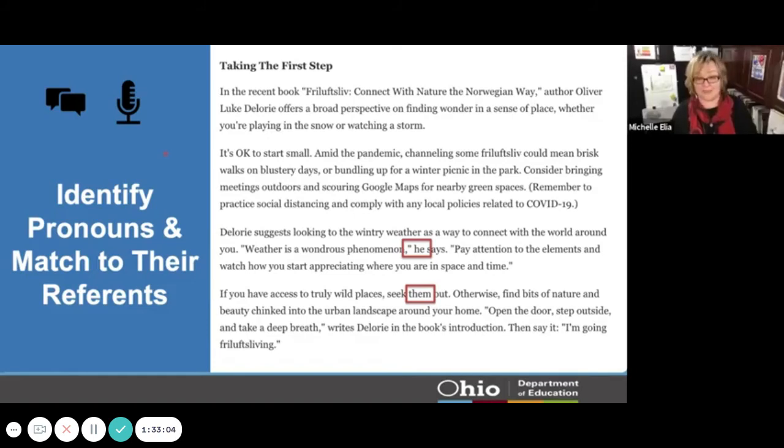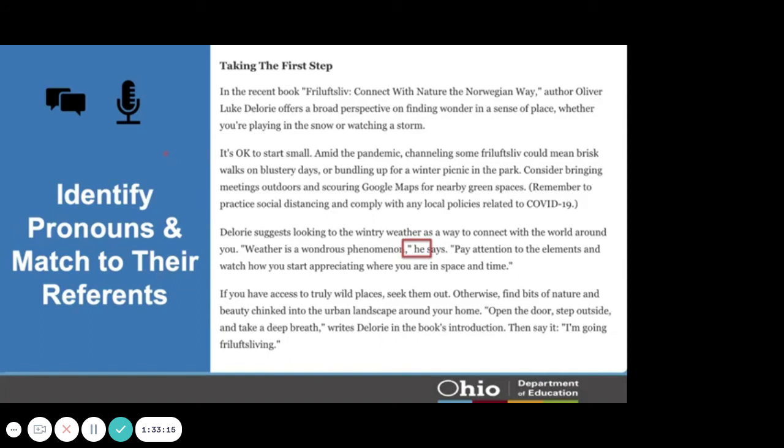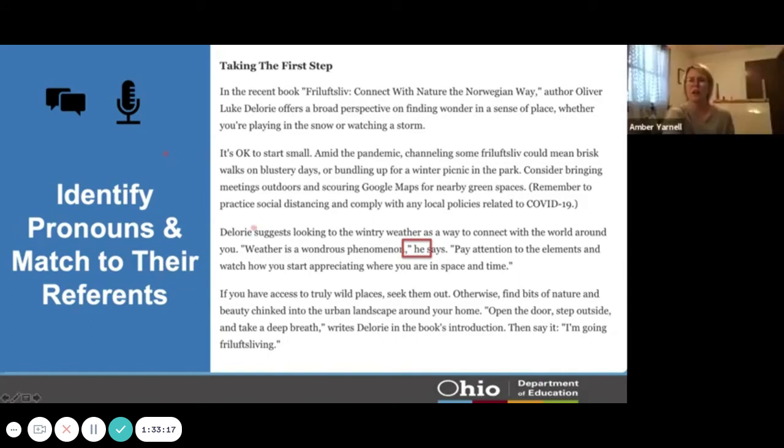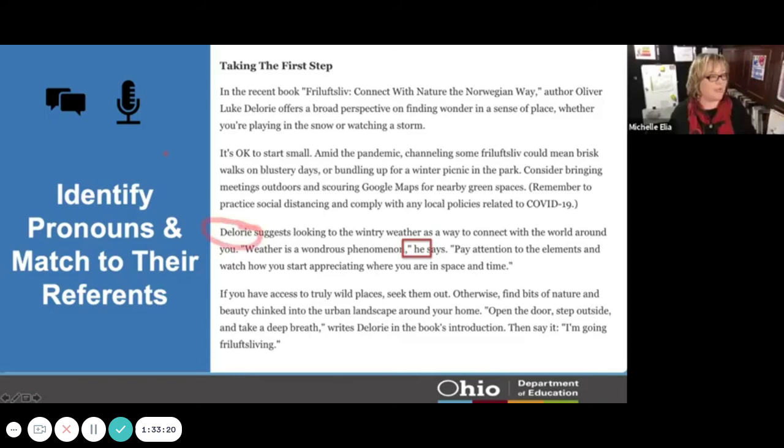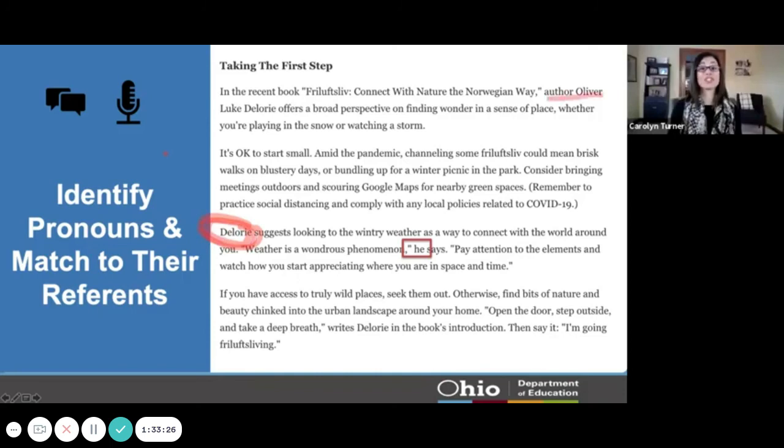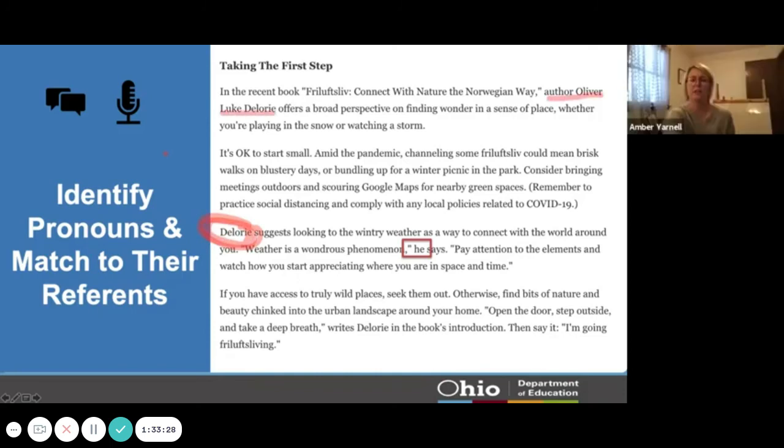By the way, unmute your mic or type it in the chat. Let's start with this first one, "he." Where is it? What's it referring to? The author, Oliver Luke Delory. Here we just see Delory, but we have to go farther back, to Oliver Luke Delory. Yeah, the author at the very beginning.